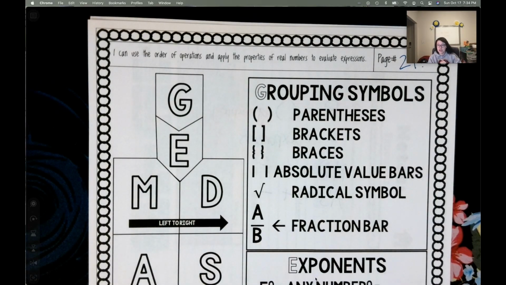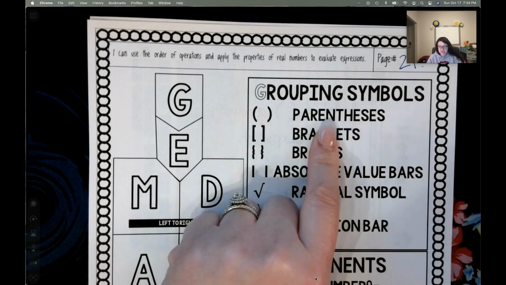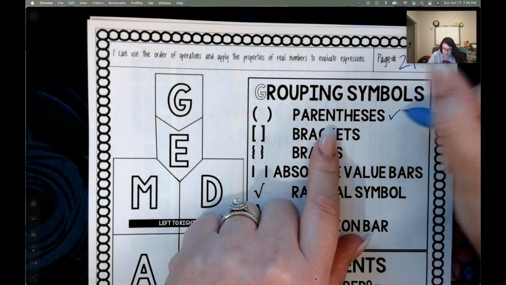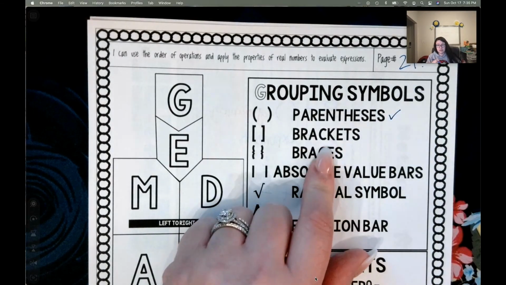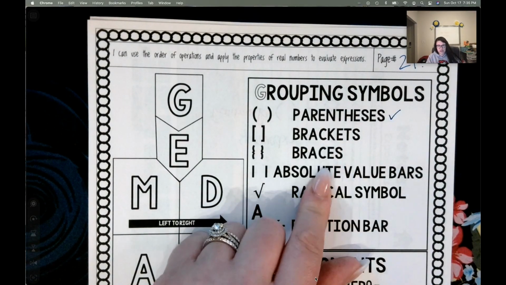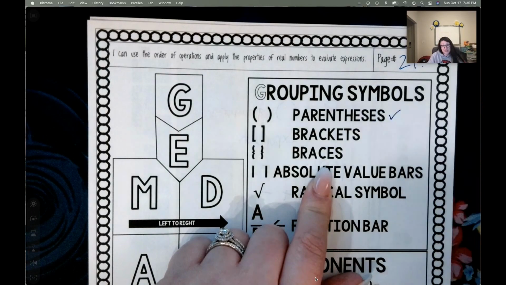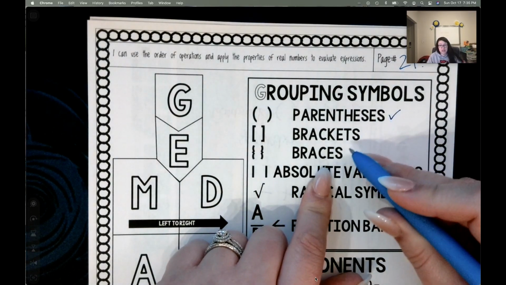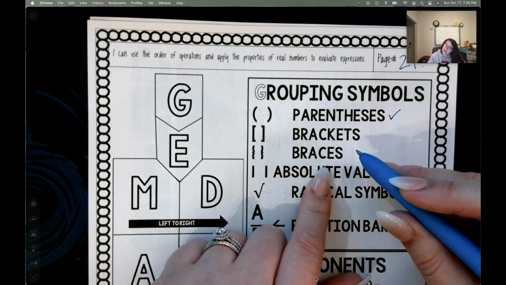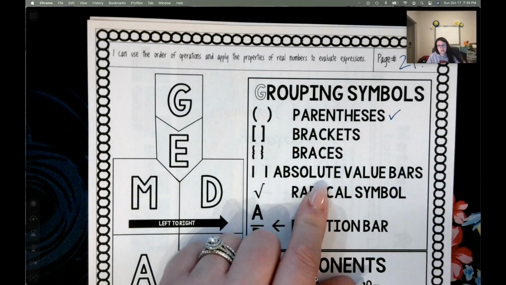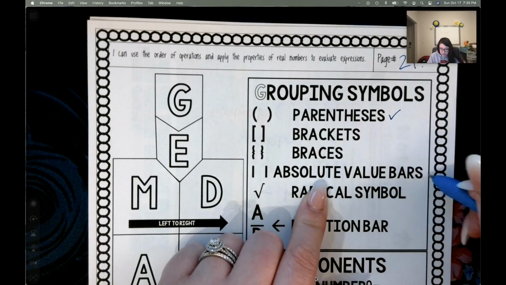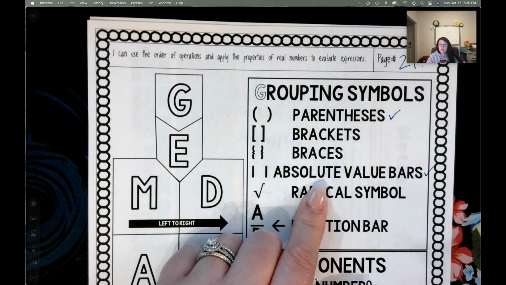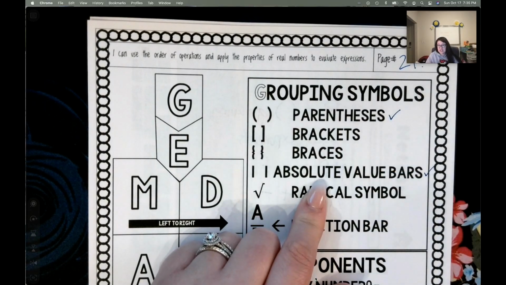And there's a few different kinds of grouping symbols that you guys will see. Parentheses. You guys will definitely be seeing parentheses in 6th grade. Brackets and braces. You won't see them in 6th grade, but you will see them next year as 7th graders. You'll see them as 8th graders. You'll see them in high school. Absolute value bars. Yes, we've learned about that this year. You will see absolute value bars, and that's a set of grouping.